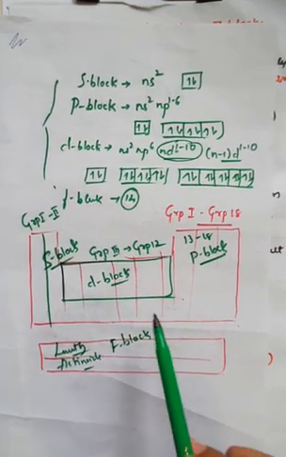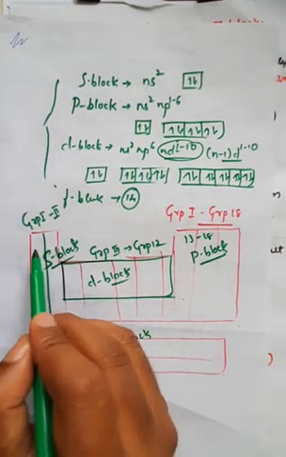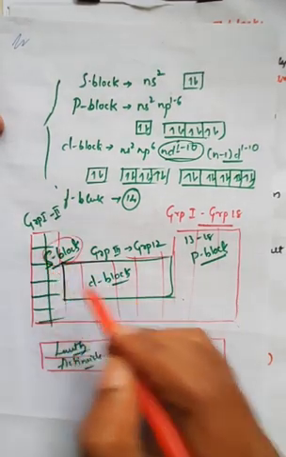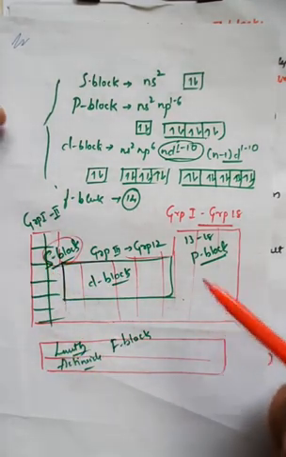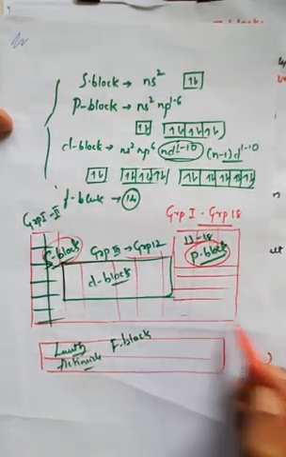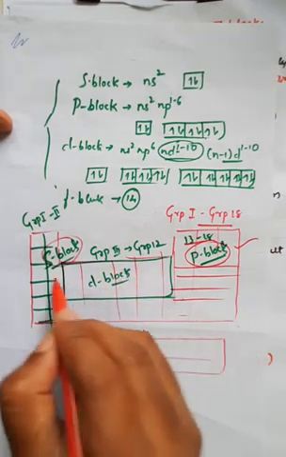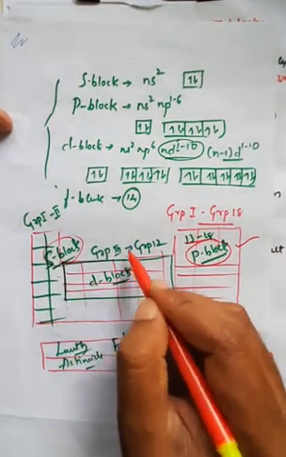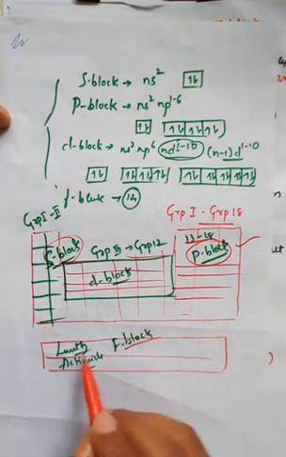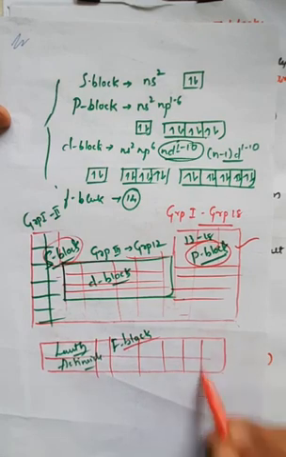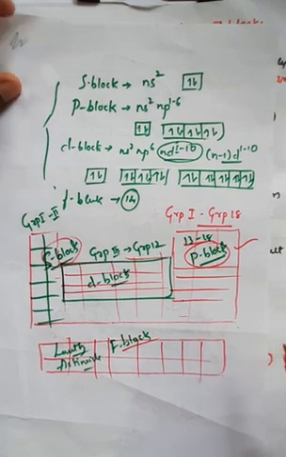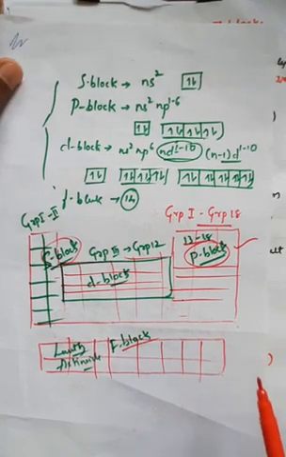Here you can observe, group 1 and group 2 are generally considered as the S block elements. And group 13 to group 18 are generally considered as the P block elements. Group 3 to group 12 are considered as the D block elements, and the F block elements consist of two groups, the lanthanoids and actinoids. So this is the simple representation of the periodic table, which is divided into four different blocks.